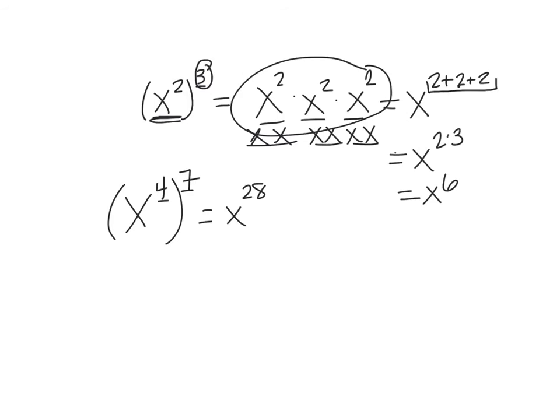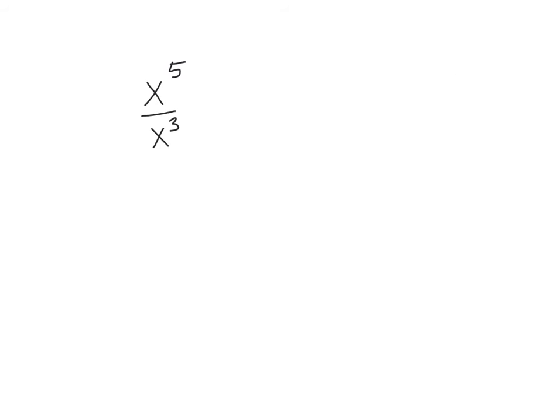Okay, and then my last that we're covering here is division. What if we're dividing them? So we've already done multiplying. What about dividing? So with this, I have 5 x's being multiplied on the top. I have 3 x's being multiplied on the bottom. And then, we're just using fraction rules that if we have something on top and something on bottom, we can cancel them. So I cancel 1, 2, 3 of them. And I'm left with 2 of them.